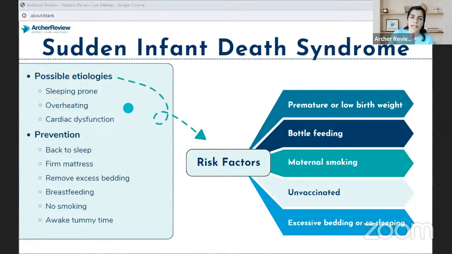And of course, you're checking for any cardiac dysfunction, so you're listening for murmurs. Keep mattresses firm, and breastfeeding does help reduce the risk of SIDS. They don't know why. Smoking increases the risk. So if mom was smoking while she was pregnant, or if there's a smoker in the house, that does increase the risk of SIDS. Bottle feeding is also a risk factor, and lack of vaccination.